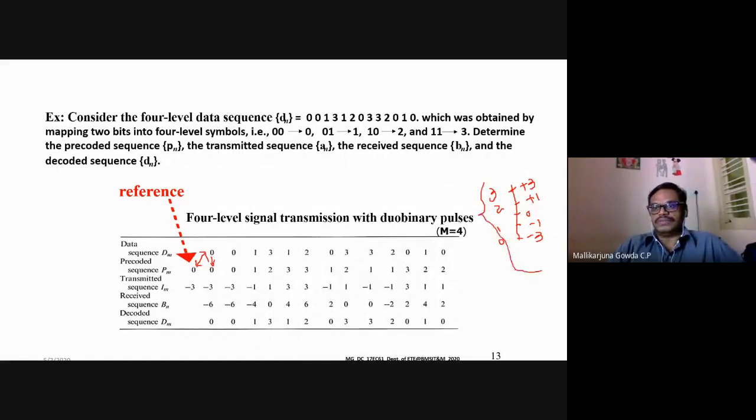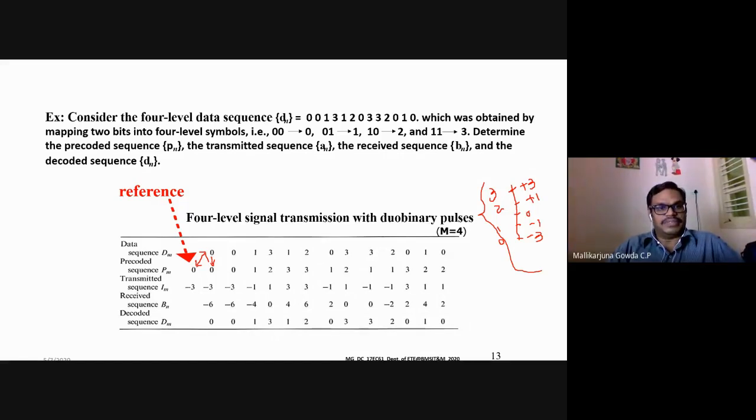How do I represent this one? These levels, you just try to understand. How do you get this pre-coded sequence? By doing modulo 4 subtraction of the input data sequence and the previous pre-coded sequence. Do the modulo 4 operation of these two and you get this bit.